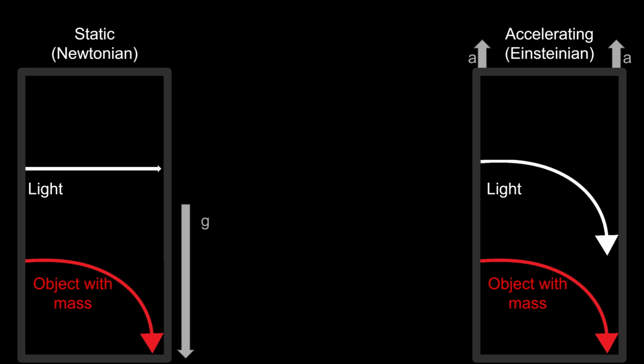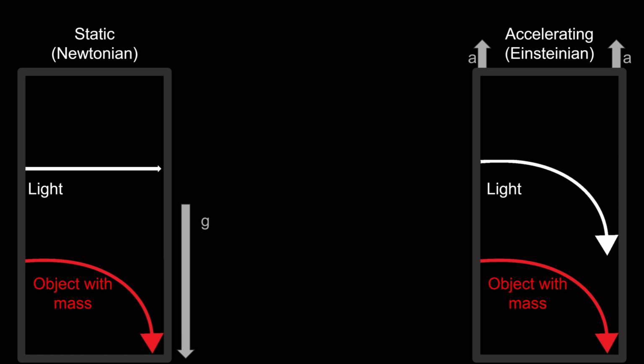However, a beam of light will act differently in the two frames. So, like I said before, in the static frame, light will just pass through with no deviation from its path. But in the accelerating frame, it will appear to drop just like the object does. This apparent drop is the effect of gravitational lensing from the bending of space-time.